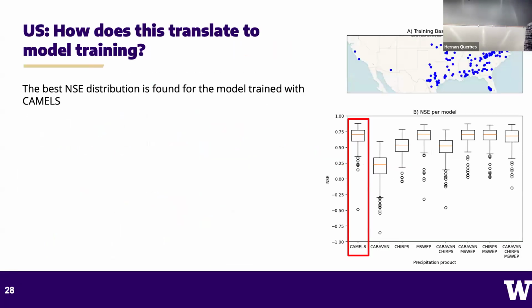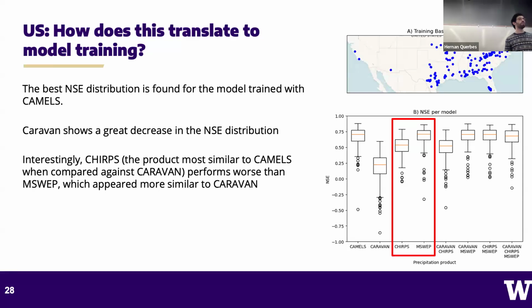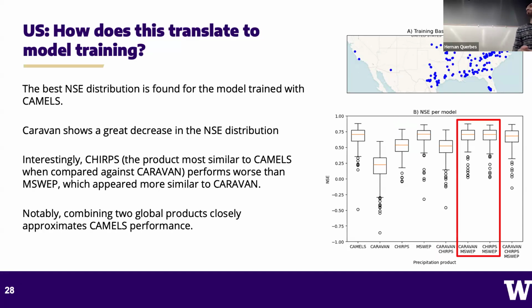Now, how does this translate when training a model? As a baseline for the US, we have the CAMELS dataset, which is this gauge-based dataset, and this gave us the best NSE distribution. When we switch to CARAVAN, we see this huge drop. But when we change the precipitation forcing to CHIRPS and MSWEP, we see a huge improvement. And MSWEP actually approximates CAMELS a lot, which is very important. Also, when we combine CHIRPS and MSWEP, we see really good performance in NSE.